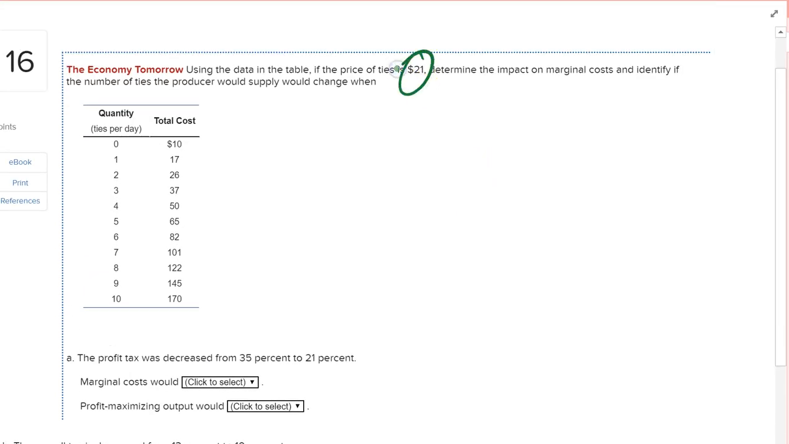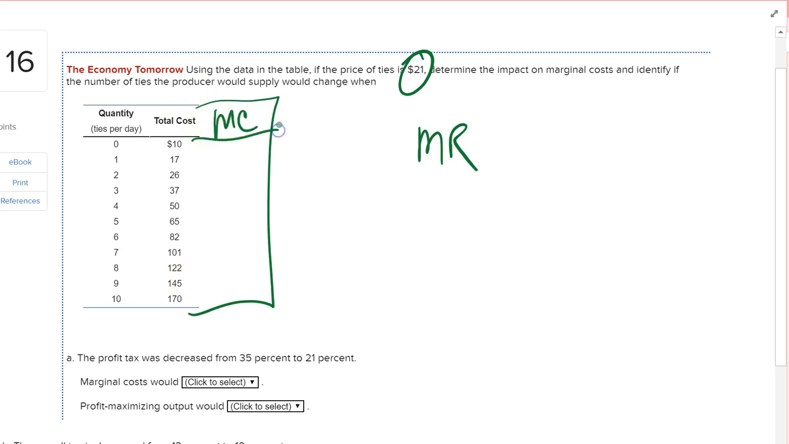We've got the price of ties of $21. That's marginal revenue. You've got your total cost. We can do our marginal cost pretty easily here. Marginal is the change in total, and in this case it's just going to be the change in total because the change in quantity is always 1. So no marginal cost there. 7, 9, 11, 13, and so on.